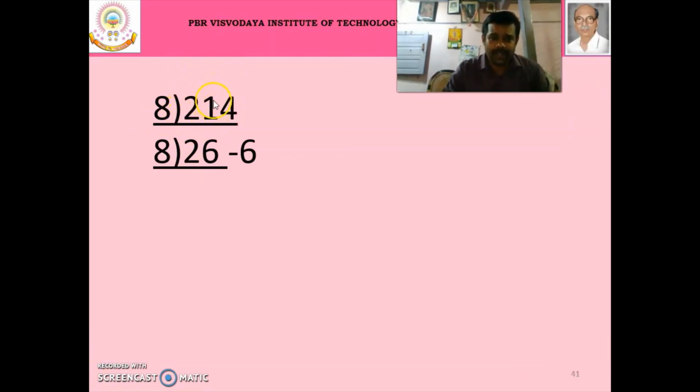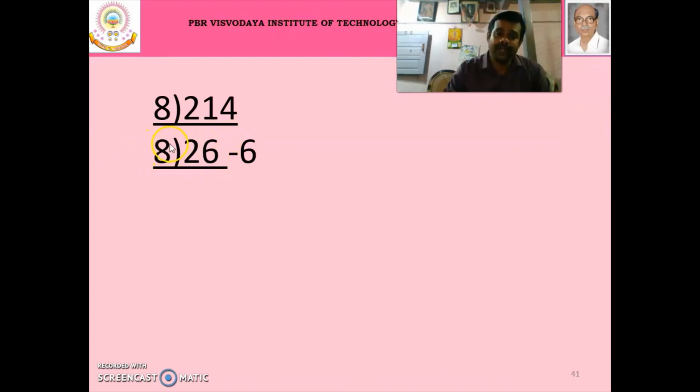So first you take 21. In 21, 2 times 8 is 16. So remaining is you are having 5. So 21 minus 16 is 5. So you are having 54. In 54, 6 times 8, that is 48 you are having, and the remainder is 6. So you are getting 26 here.